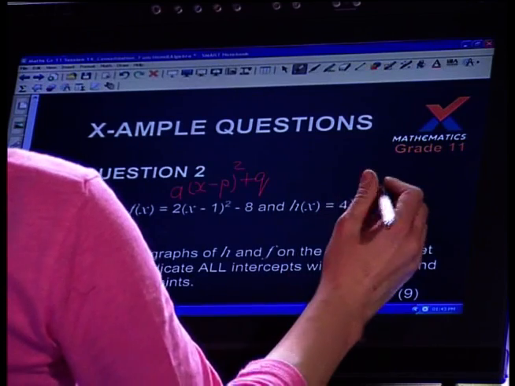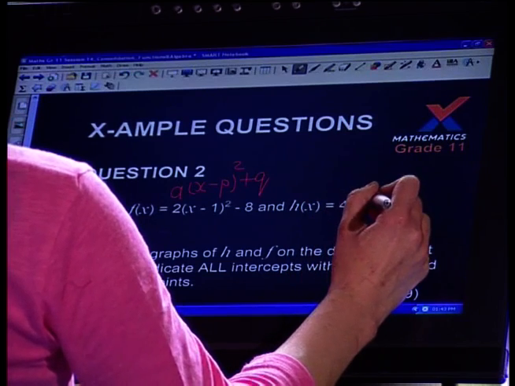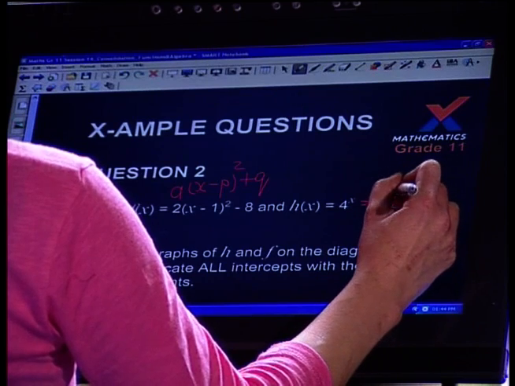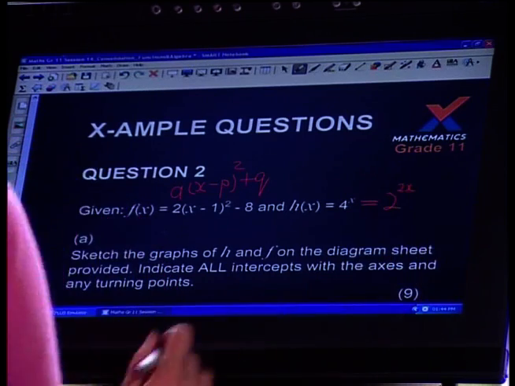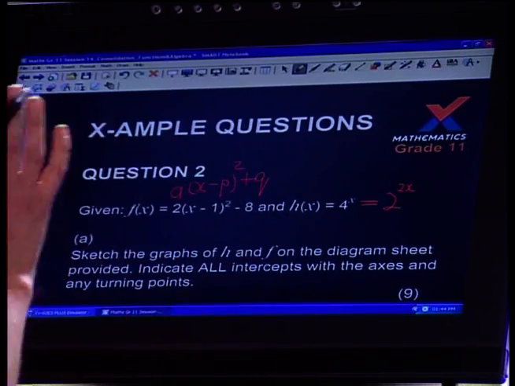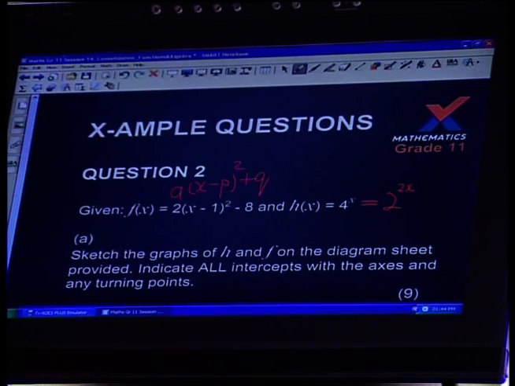Right. Now, our exponential graph actually isn't too bad. h of x equal to 4 to the power x. You could write this as 2 to the power 2x if you wanted. And there's no shifting going on with this graph. It hasn't shifted upwards, it hasn't shifted left or right, so not too much of a problem.